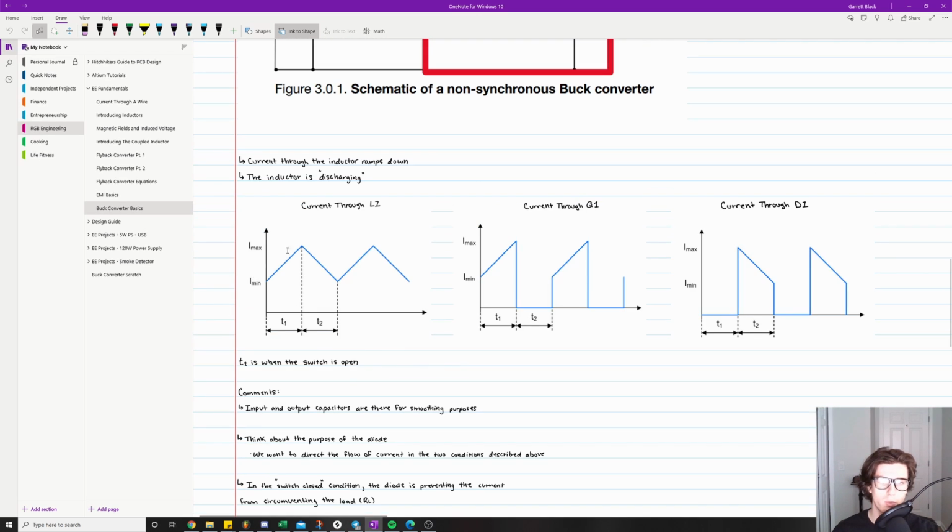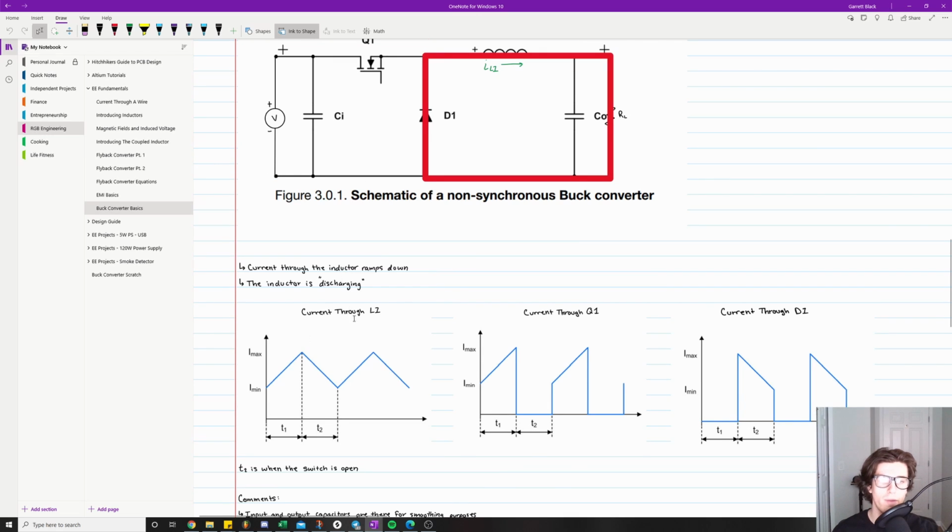So if you look at the waveform through the inductor, it's going to be an exact match to what the current through our load looks like, right? And we're trying to create a DC source, a direct current source, a very smooth, flat DC line, not some jagged triangle wave. Electronics can't really work that well with this.